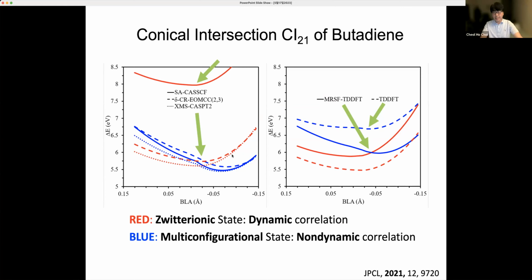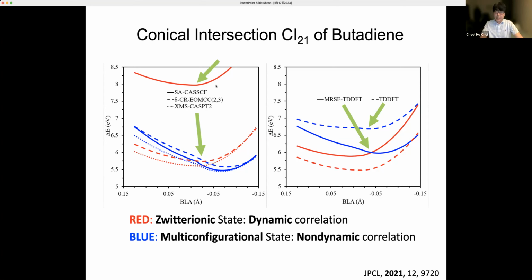So there are two states that people already talk about here. The red is the zwitterionic states, which means that it requires dynamic correlations. And the blue is the multi-configurational dark states, which means that we need non-dynamic correlations. So if you use high-level theory, you do have the conical intersection between the two.